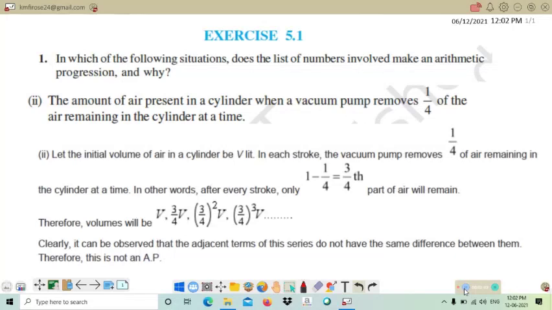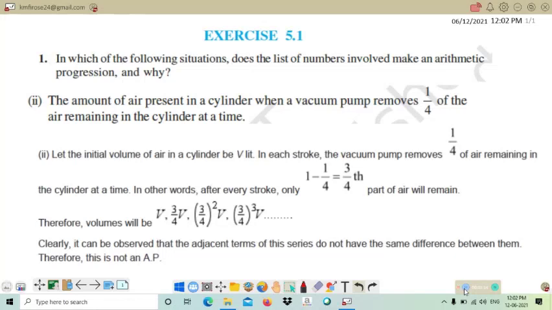So let the initial volume of air in the cylinder be V liters. In each stroke, the vacuum pump removes 1 by 4 of the air remaining in the cylinder at a time.